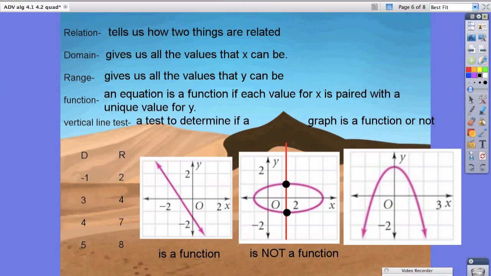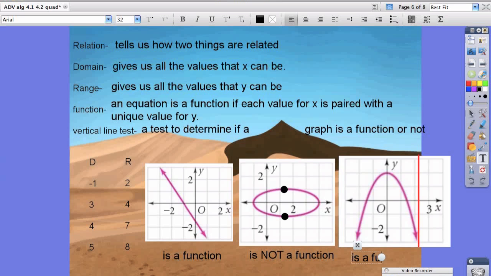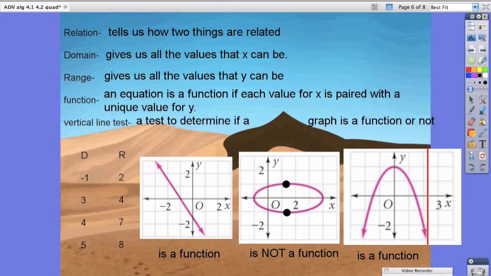Last but not least, we'll try it on the last one. As this vertical line goes through the graph, notice it's touching once, still once, still once throughout. Because it only touched this graph once at any particular instant, this is a function. So that's the vertical line test.